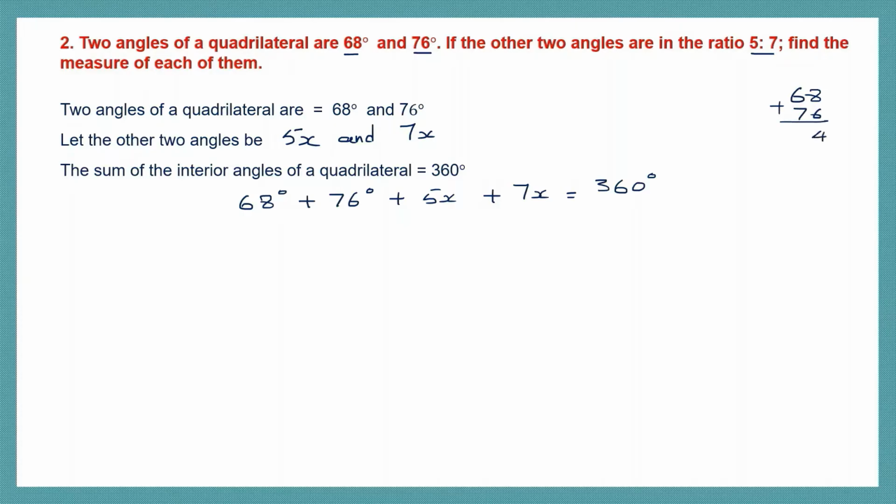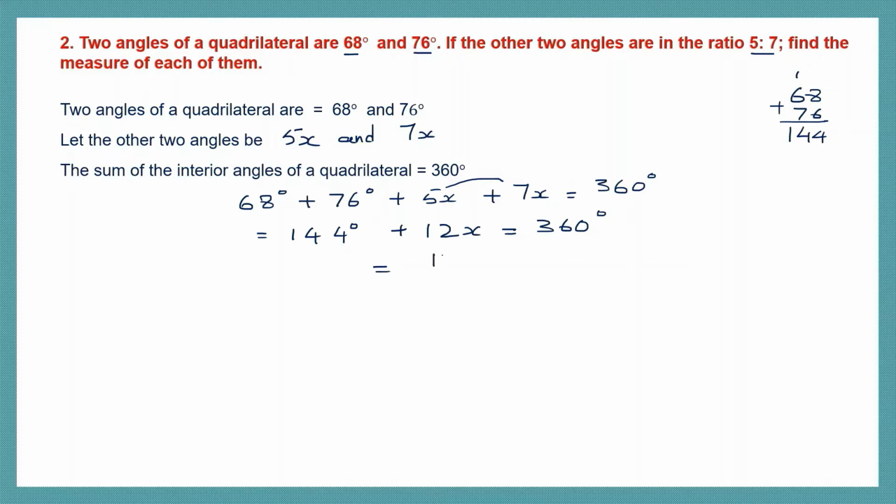6 plus 8 is 14, carry 1. 6 plus 1 is 7. 7 plus 7 is 14. So we've got 144 degrees plus, let's add up these two, 5 plus 7 is 12, 12x. So 144 degrees plus 12x is 360 degrees.